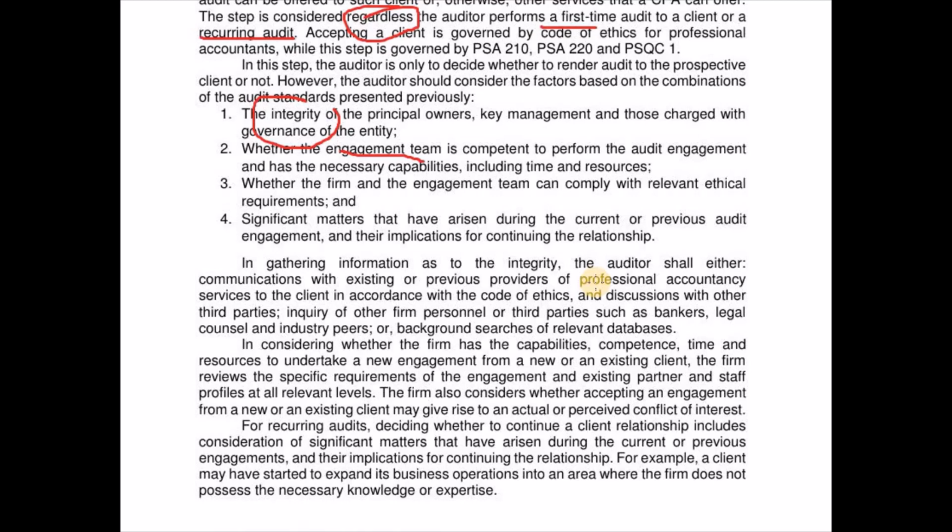So, significant matters may have arisen during the current or previous engagement and their implications should be considered in continuing the relationship. For example, a client may have started to expand its business operations into an area where the firm does not possess the necessary knowledge or expertise.